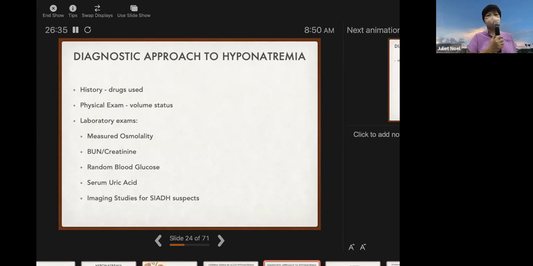Okay, so that's the one. For BUN, there's also a correction. The upper normal value is 25, and the molecular weight is 28. So for every 28 above 25, you add 3.3. So the computation for that is the measured BUN. For example, the BUN is 100. You minus 25 because that's the upper limit of normal. So 100 minus 25 is 75. The 75, you divide that by 28.